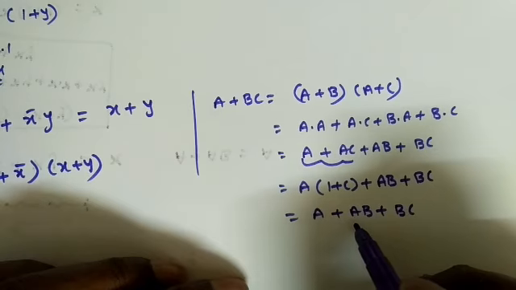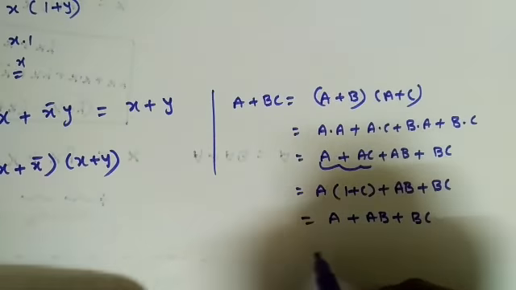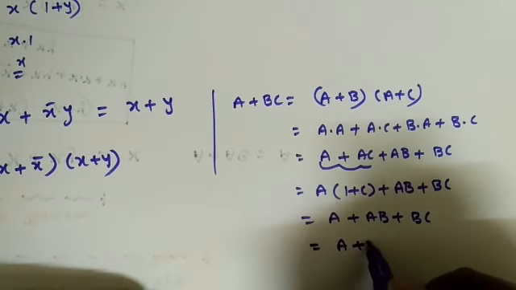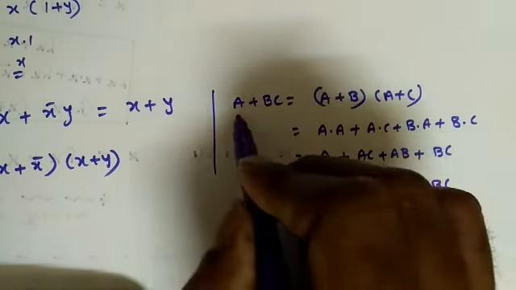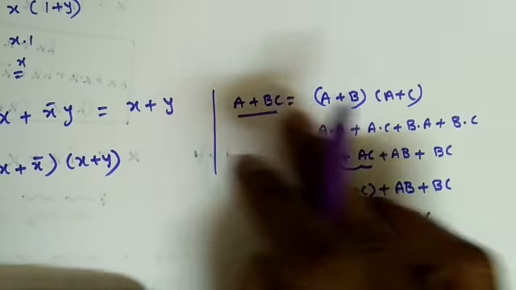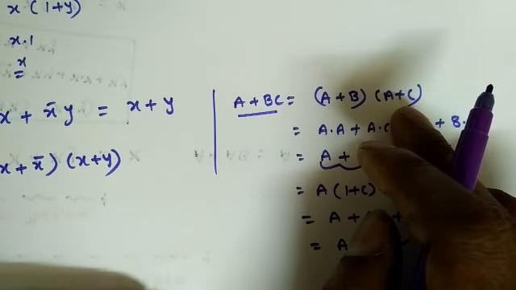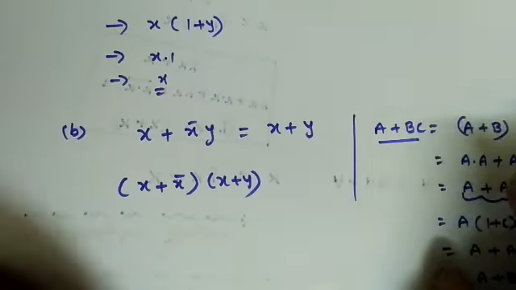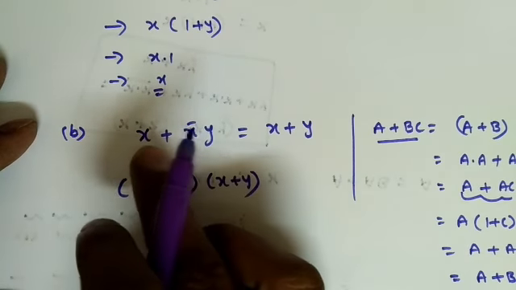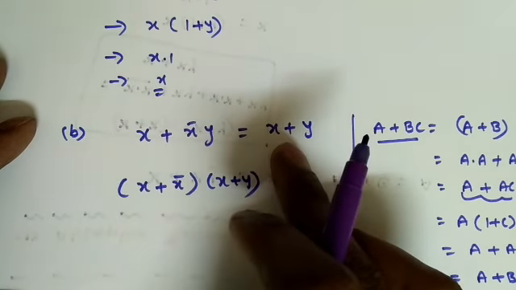What is a plus ab? Again it is nothing but a. So from the absorption theorem, a plus ab means you get a only, plus bc. So a plus bc we can always write as a plus b into a plus c. This will be helpful when there are complements, like x plus x bar y.